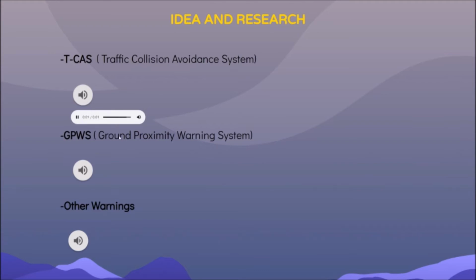Climb now. There's also something that's called GPWS, the Ground Proximity Warning System. It's also a robot that tells you the height of the plane, and it sounds like that. Approaching minimums. And there were other warning sounds and beeps like that.